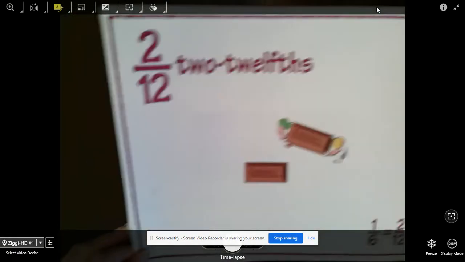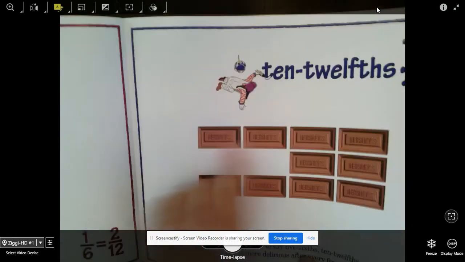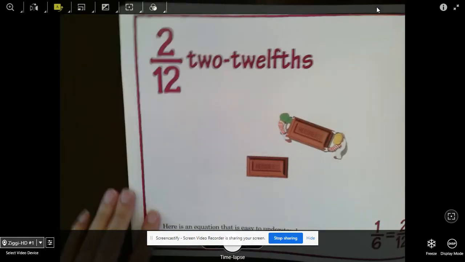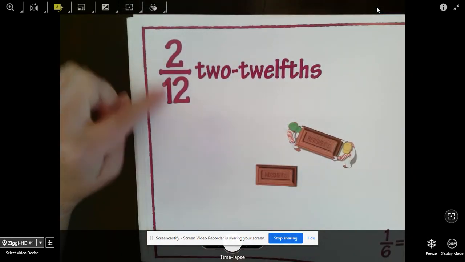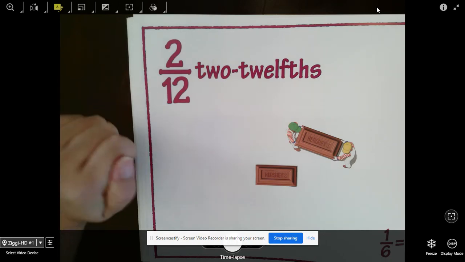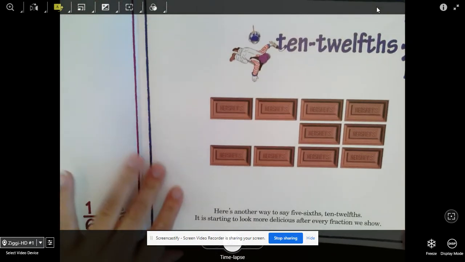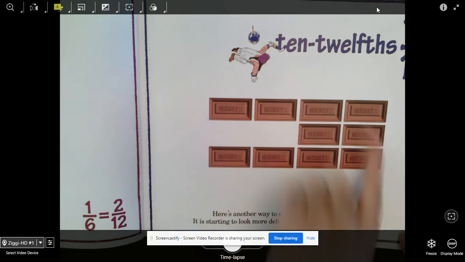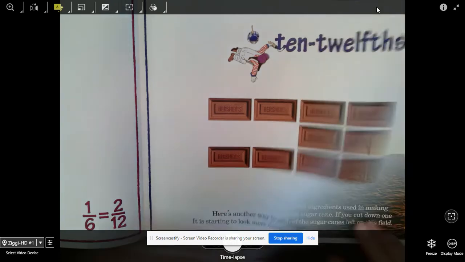Okay, so if they're all cut up into different sections, all of these are 12, and these are 2 of them. 2/12. Here is an equation that is easy to understand. 1/6 is equal to 2/12. Here's another way to say it: 5/6 is 10/12. It is starting to look more delicious after every fraction we show.